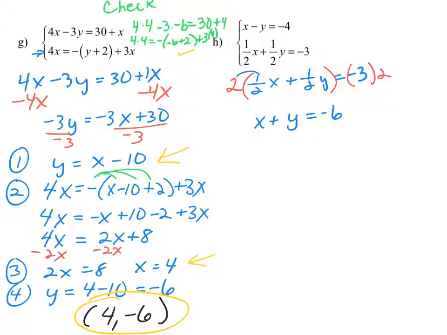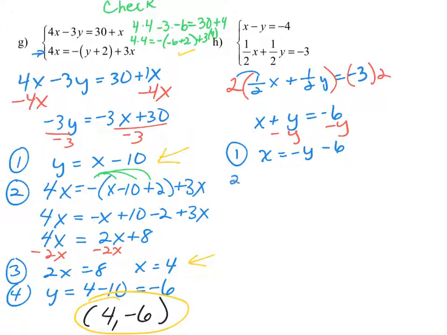So we have the second equation now in much simpler form, and we can solve for one of the variables there. Let's solve for x by subtracting y from both sides of the equation, and then we get x is equal to negative y minus 6. So that's our step number 1.